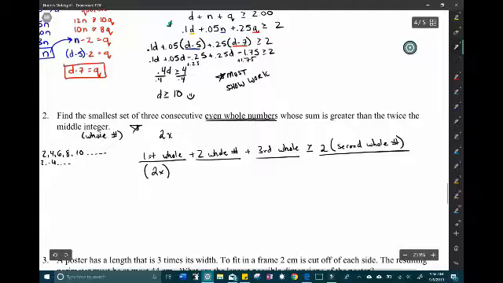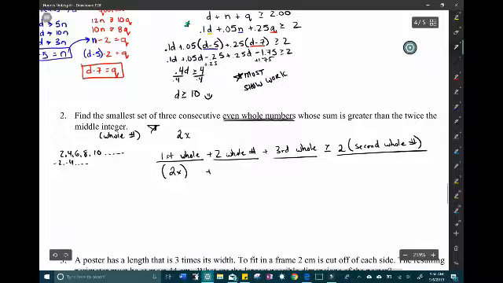First whole number is 2x. Well, the next one in line, we wouldn't want to add 1 to that. We want to jump 2 spots. So if we take 2x plus 2, that's the second whole number. The third even whole number would be 2x plus 4. And that must be greater than or equal to 2 times the second one, which is 2x plus 2.